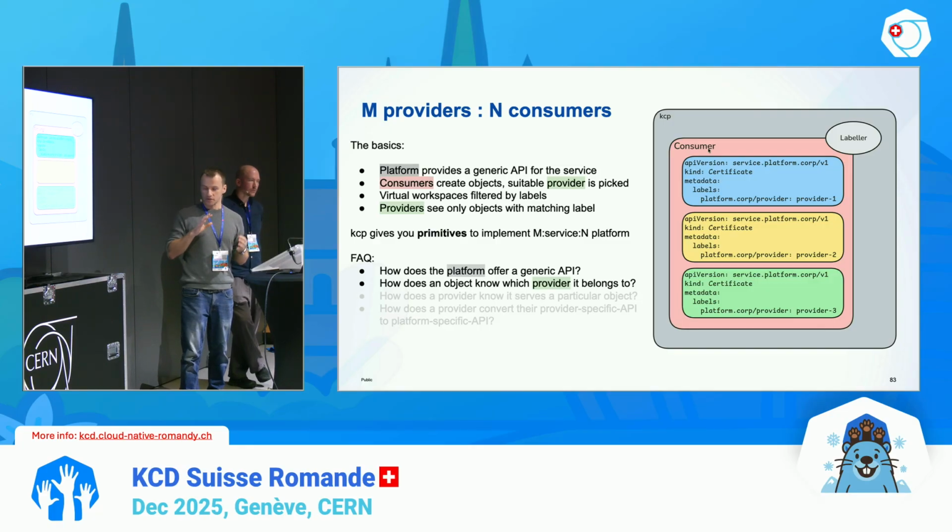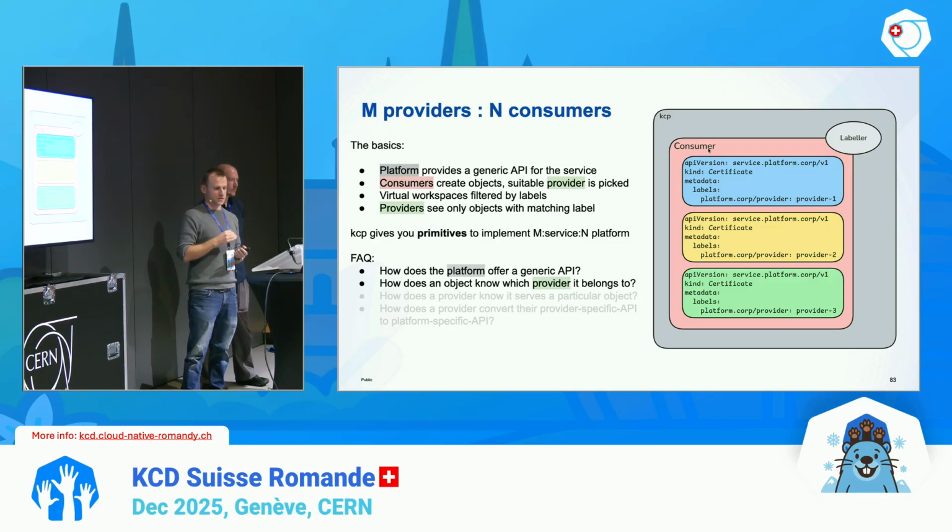Now, as a consumer, after you have bound to the export, somebody needs to label the objects of the resource that you have bound to. And there are a couple of ways this could go. One would be you as a consumer can choose which provider you want your resource, your object, to be served by.